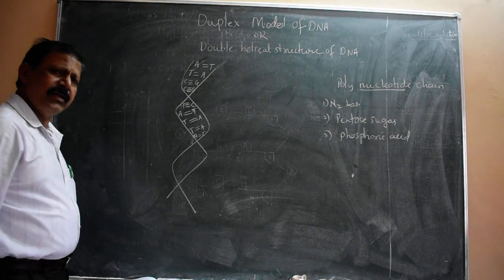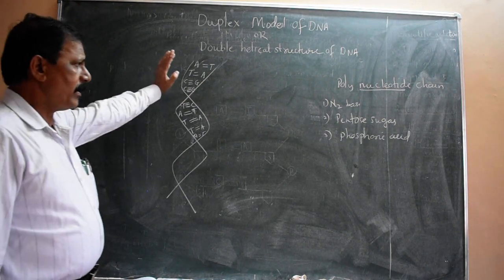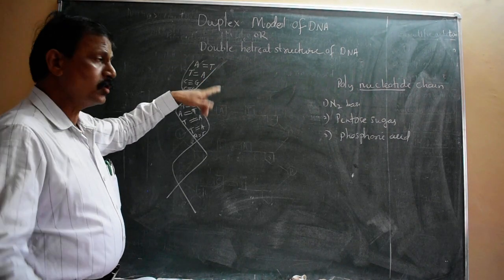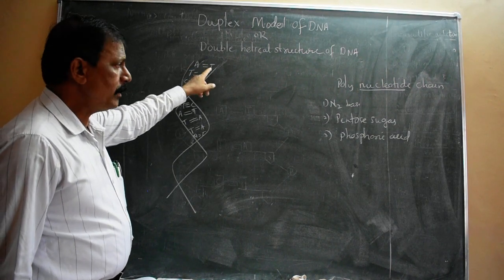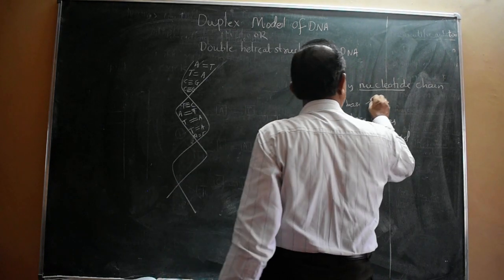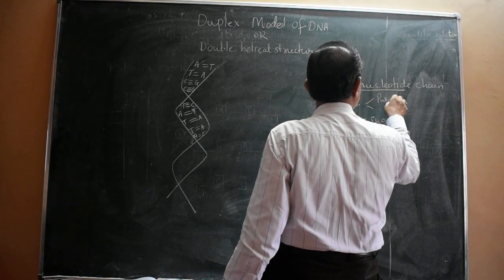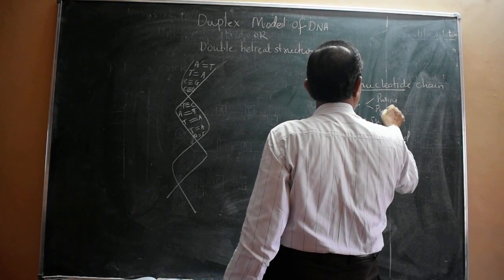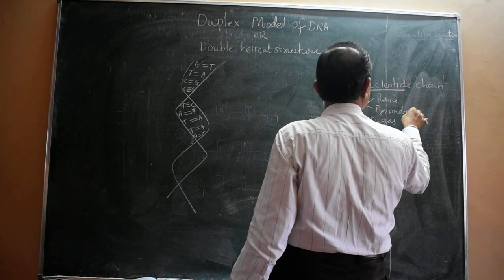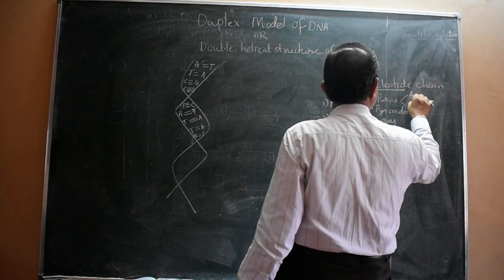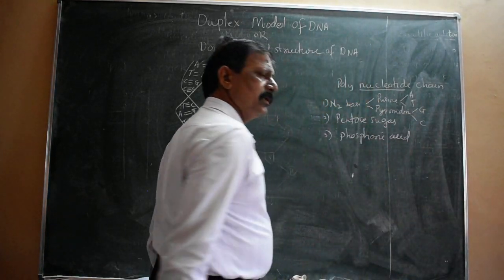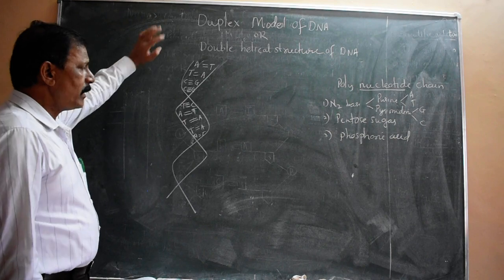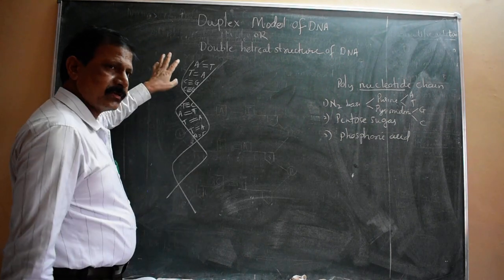You can write in any fashion, but the pairing should be one purine, one pyrimidine. In the nitrogen bases, the purine bases are adenine and guanine, and the pyrimidine bases are thymine and cytosine. That part you also studied in the previous class. That is why the base pairing is fixed.